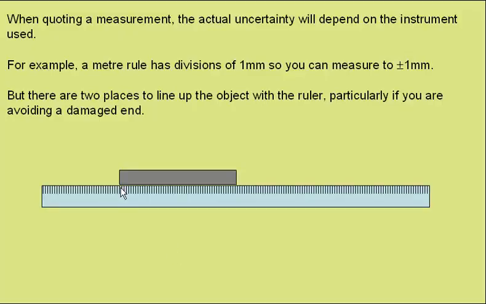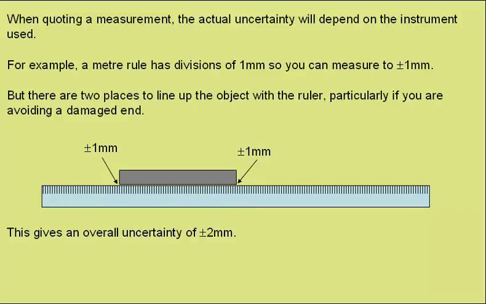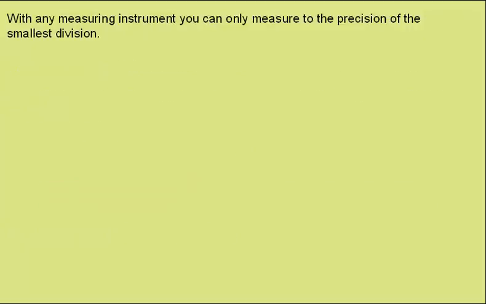We need to line up the object here and take a reading, and here and take a reading. This gives an overall uncertainty of plus or minus 2 mm. With any measuring instrument, you can only measure to the precision of the smallest division.